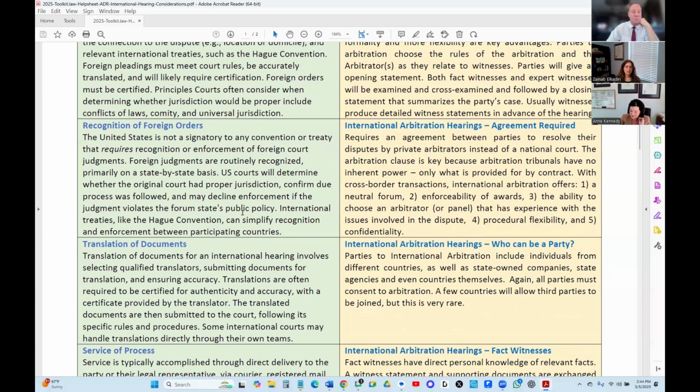So the United States is actually not a signatory to any convention or treaty that requires recognition or enforcement of foreign court judgments. Ah, okay. I didn't know that. Go ahead. Right. However, foreign judgments are routinely recognized, primarily on a state-by-state basis. U.S. courts will determine whether the original court had proper jurisdiction, confirm due process was followed, and may decline enforcement if the judgment violates the state's public policy rules.